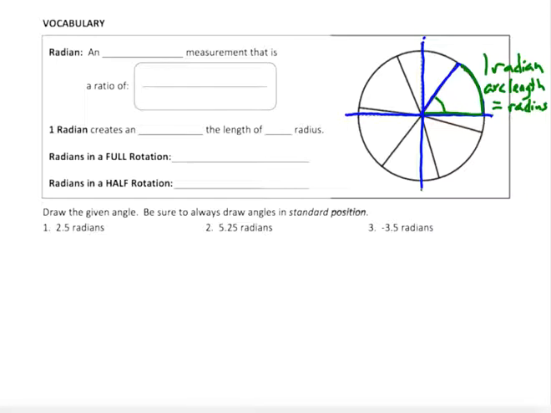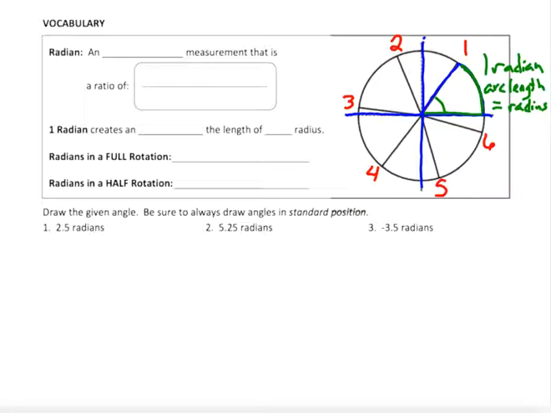So I'm going to label these out here. This is going to be 1 radian. I go another radius length, so I'm at 2 radians here. Another radius length, 3 radians. And that's just shy of being halfway around. We've got 4 radians over here, 5 radians here, 6 radians, and then I have just a little bit before I'm back to the beginning.